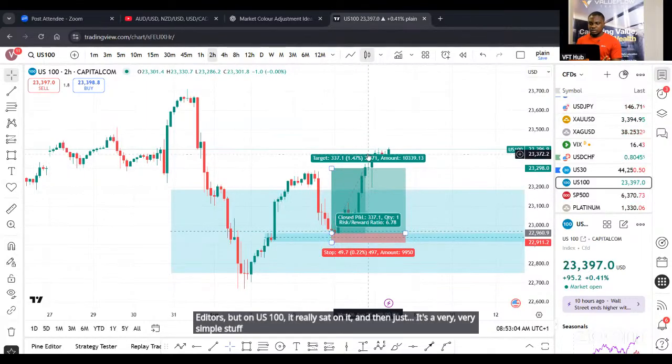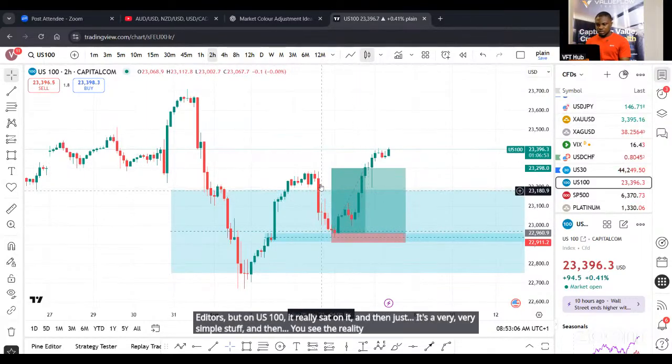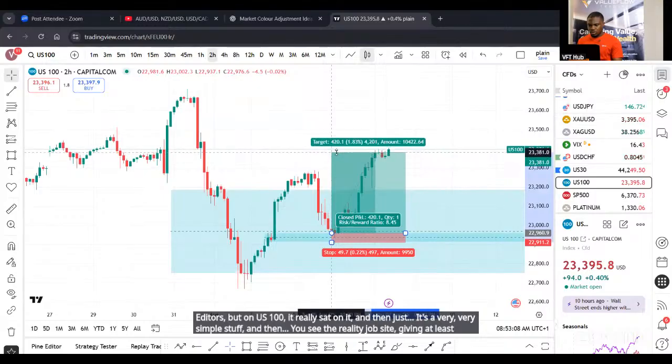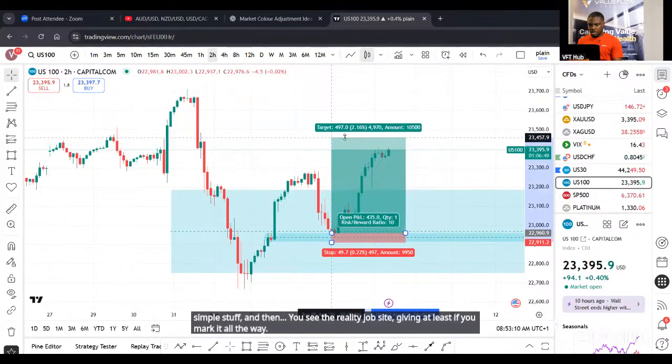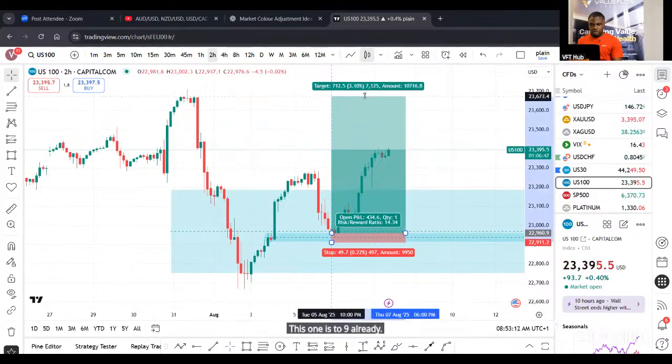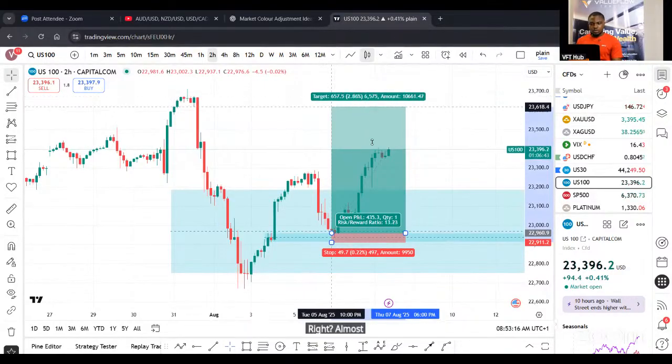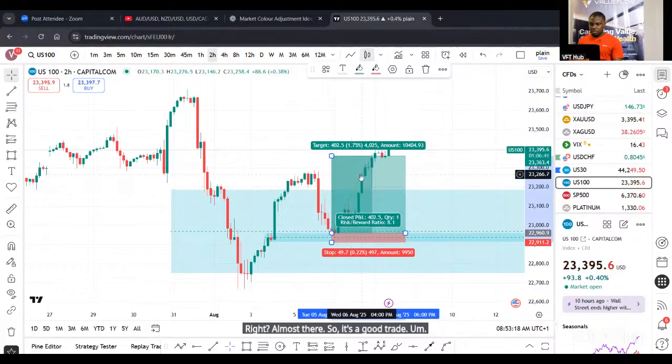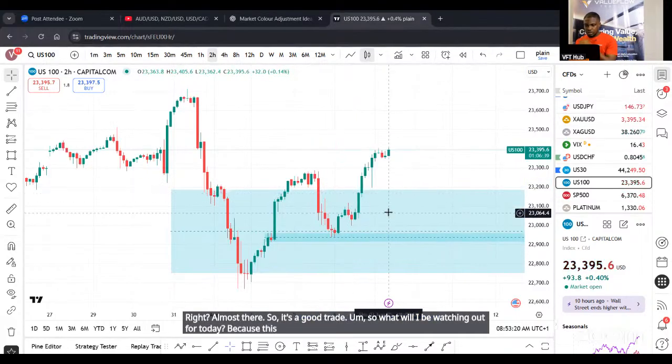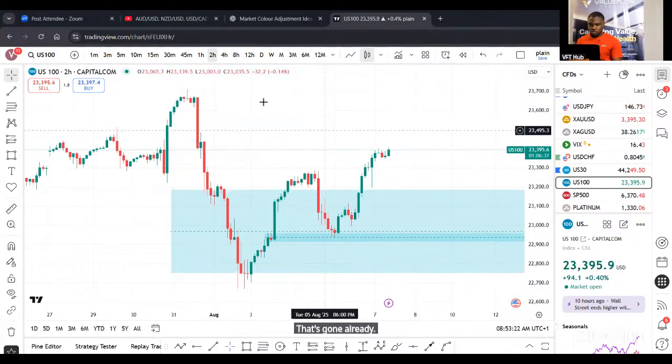And then you see the rally to the upside, giving at least, if you mark it all the way, this 1:9 already, and all the way somewhere around here, 1:14, right? Almost there. So it's a good trade. So what will I be watching out for today? Because this has gone already. That's gone already. What will I be watching out for today?